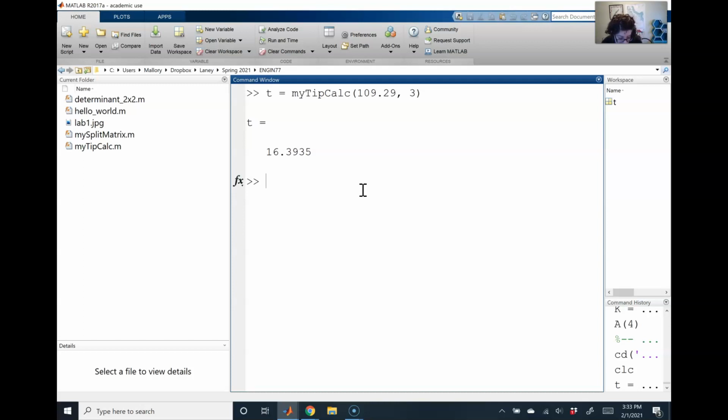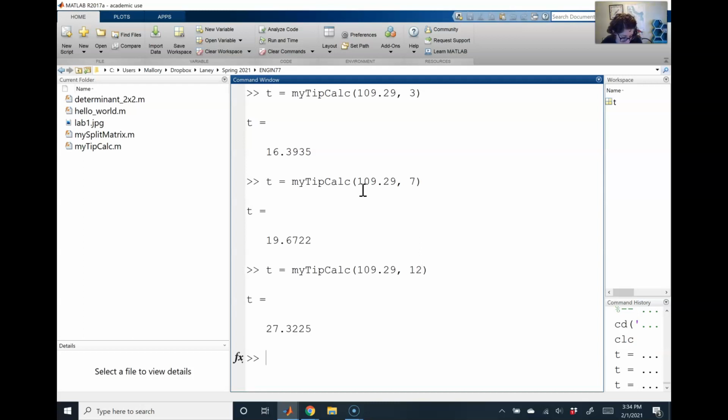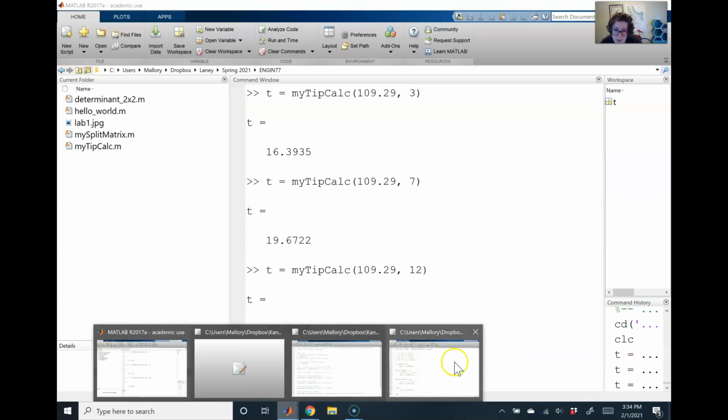If we have that same bill, but instead it's between 7 people, our tip is going to be 19.67. And then if we have this between 12 people, it's going to be 27.32. So because this is a number, we're not really rounding to make it look like it's money. We could print out an amount or text that says your tip amount is this, which let's go through how we would do that.